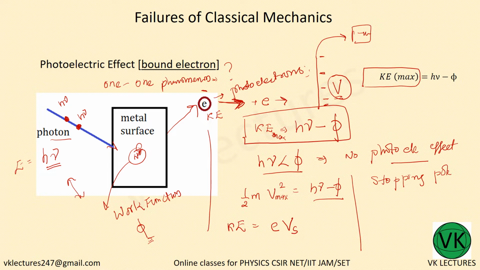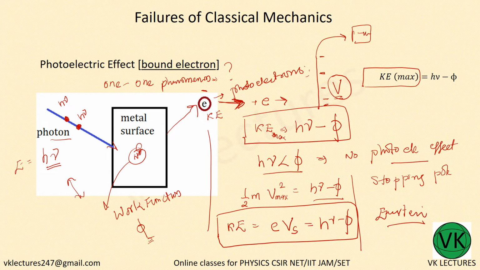So there is another formula for stopping potential in terms of photon energy and work function, that is h nu minus phi. So this was the relation for which Einstein received the Nobel Prize in 1921, right? Not sure about this date, but still, this was the explanation of the photoelectric effect. For that particular paper, he received the Nobel Prize.